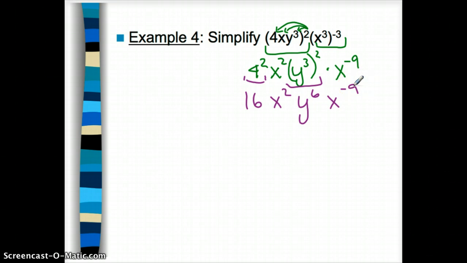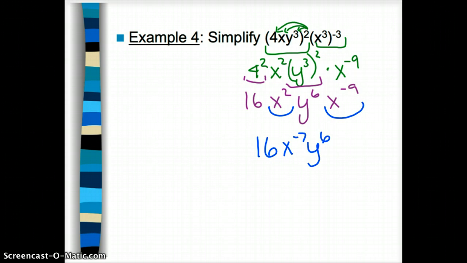I am getting close. But I still have multiple x's. So x squared, x to the negative 9. Here's the x right there. So 16 x squared times x to the negative 9, that's going to be x to the negative 7 and y to the 6th. Okay. Oh yes, we are very close to the end here.